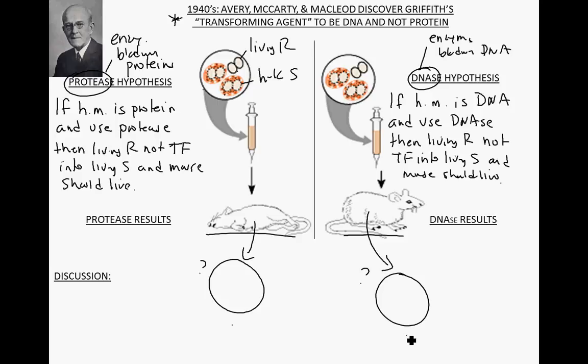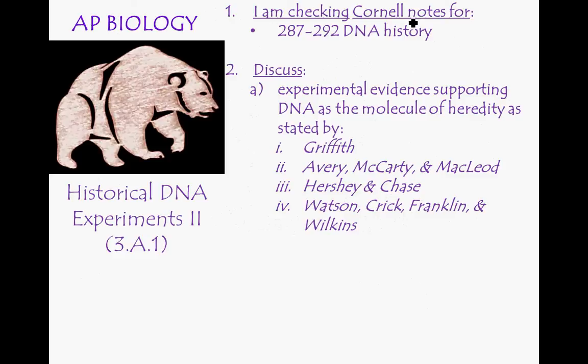So Avery, McCarty, MacLeod, zeroing in on DNA being the hereditary material and not protein. This classic experiment lends evidence and support to those conclusions. So again, you should be able to describe the experimental evidence, the experimental setup for Avery, McCarty, MacLeod, and again, it was based on Griffith.